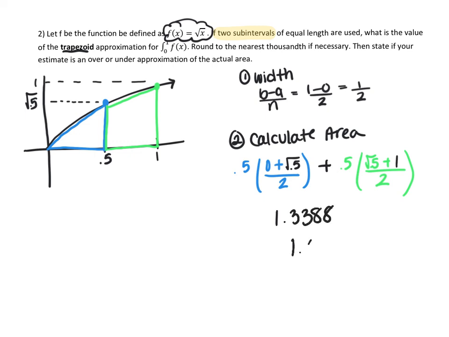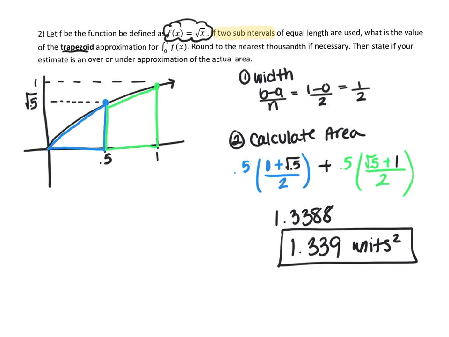Okay, so you should be getting an area approximately 1.3388. So if I round it to 3 decimal places, 1.339 units squared. Now, do me a favor, take a look, see how the left Riemann sum, the right Riemann sum went, and see if it's similar or close to this trapezoidal approximation.